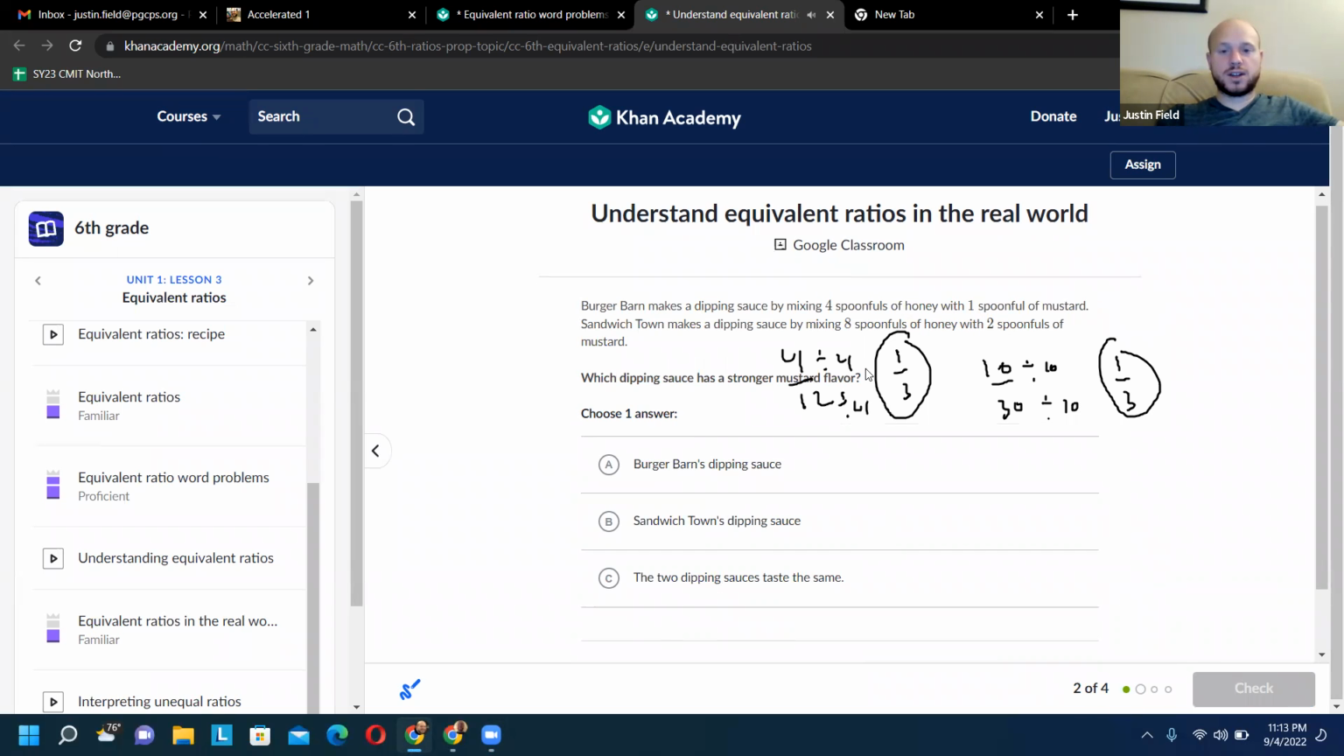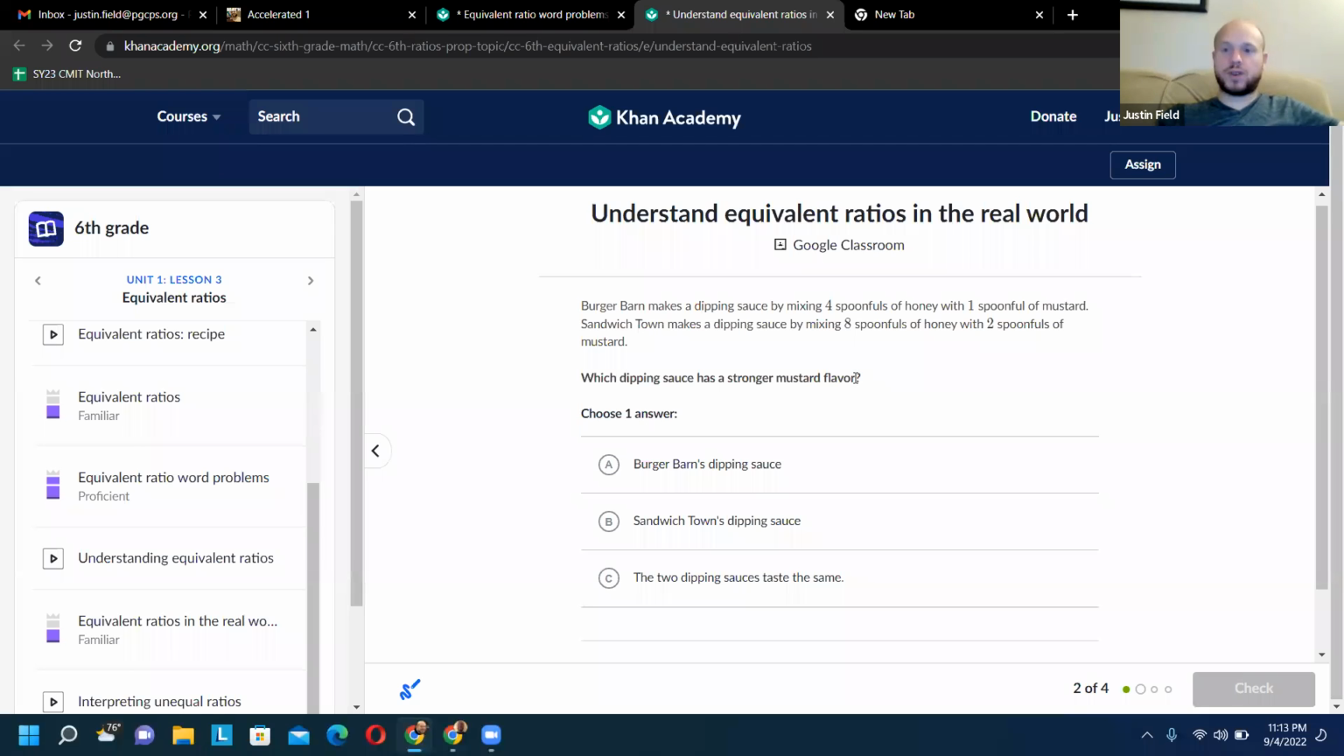Okay, so all you got to do is set up your ratios, simplify your ratios, and whoever's, in this one, the stronger mustard flavor would be the bigger fraction. That's how that goes. I think you're going to do great.